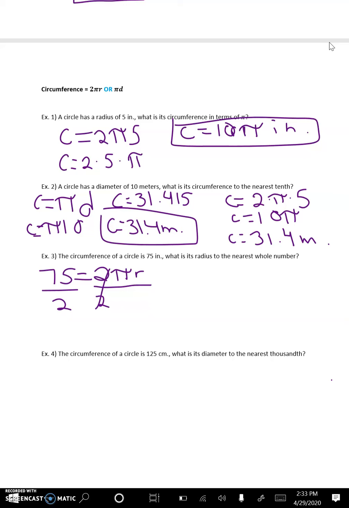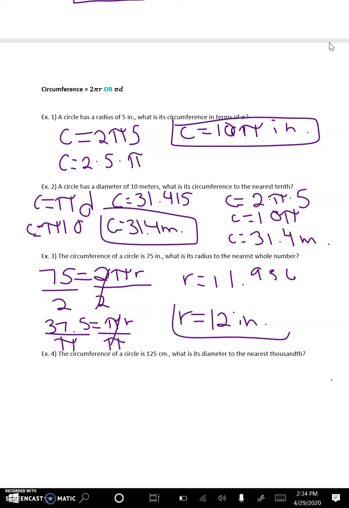So 75 divided by 2 is 37.5 equals pi times r. Next I would divide by pi. And we would get 11.936. Asks us to round to the nearest whole number, so that would be 12 inches.